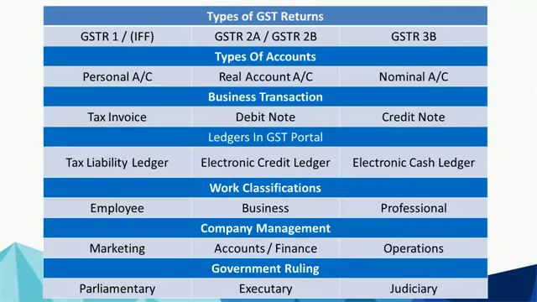Now let me explain the types of GST returns: GSTR-1, GSTR-2 and GSTR-3B. Types of accounts: personal account, real account and nominal account. Business transactions: tax invoice, debit note and credit note. Ledgers in the GST portal: tax liability ledger, electronic credit ledger and electronic cash ledger. Work classifications: employee, business and professional. Company management: marketing, accounts or finance, and operations.